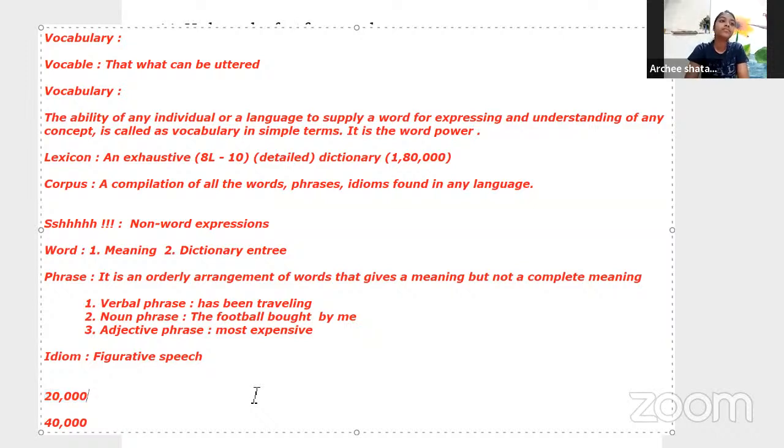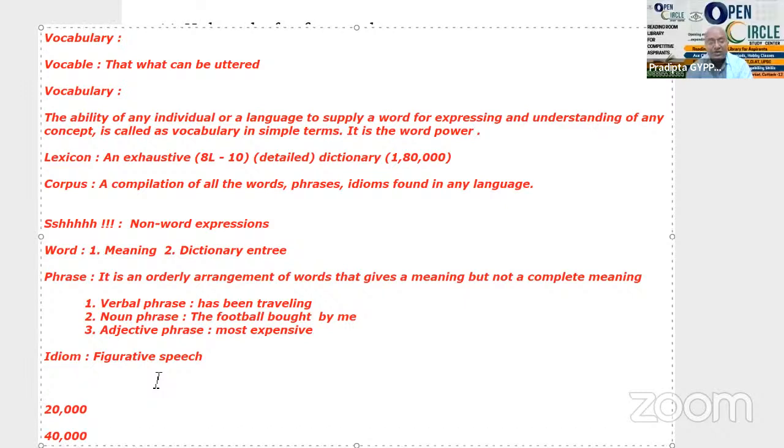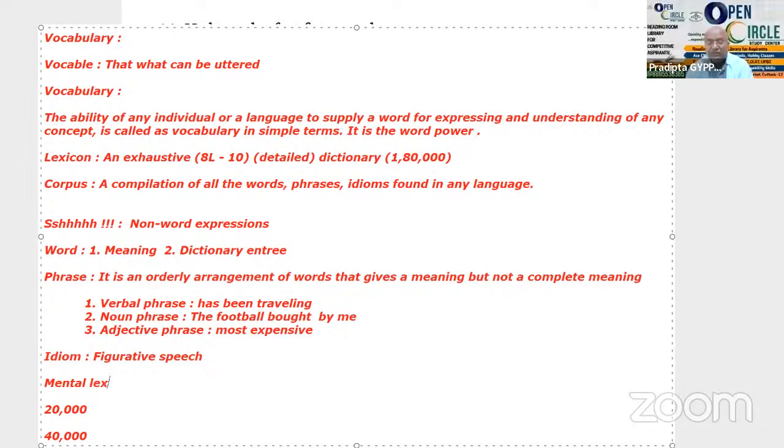Yes, sir. This dictionary is called our mental lexicon. Can anyone tell me what you mean by mental lexicon?